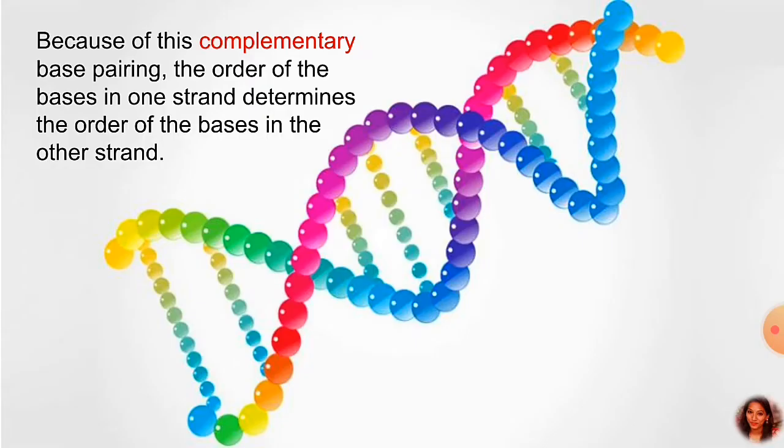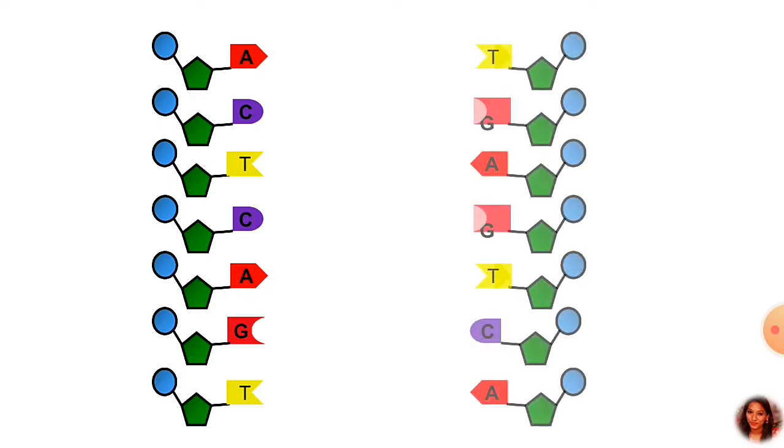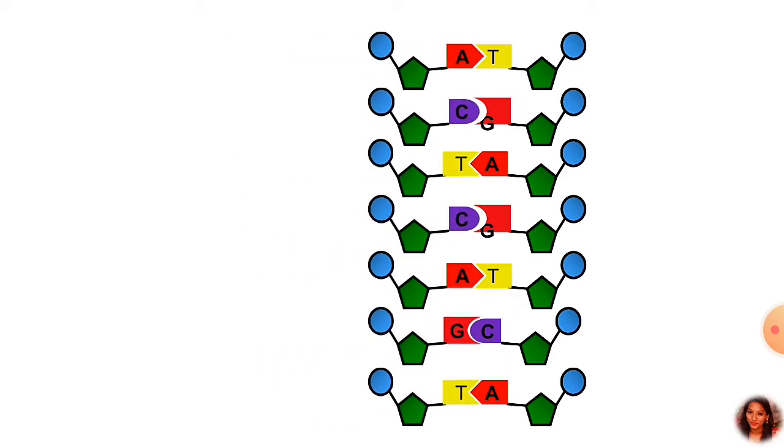Because of this complementary base pairing, the order of the bases in one strand determines the order of the bases in the other strand. So if we know that one strand consists of A, C, T, C, likewise, then the opposite bases will be T opposite to A, G opposite to C, A opposite to T, G opposite to C, and likewise the whole structure will be bound together. This is how the whole double strand of DNA will be formed.